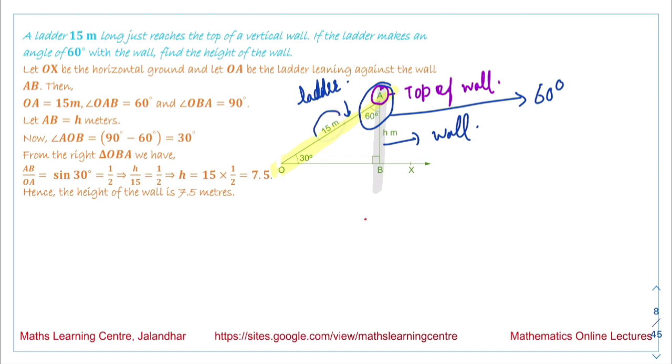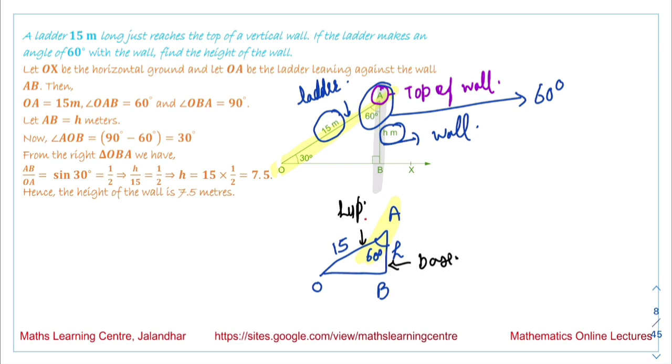This length is 15 meters, this length is h meters. So if we look at this triangle AOB, this angle is given to be 60, this is h and this is 15. So if we consider this angle at A as 60, it means for this angle, this is the base, this is the hypotenuse, and this is the perpendicular we have.